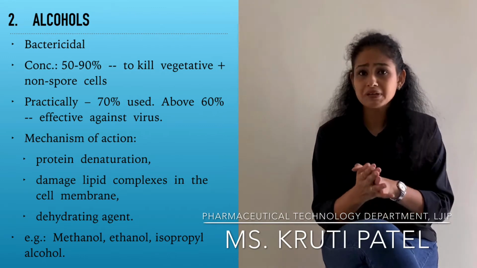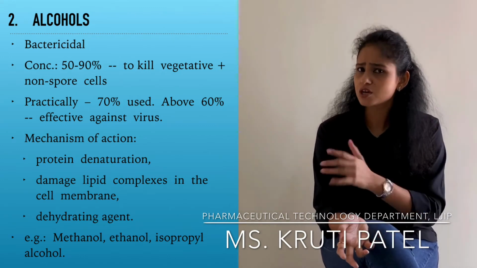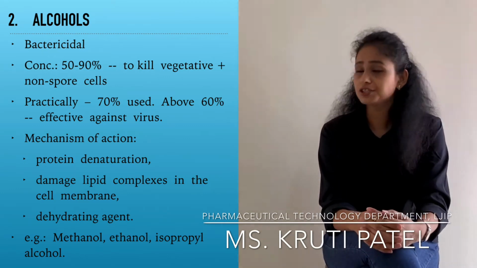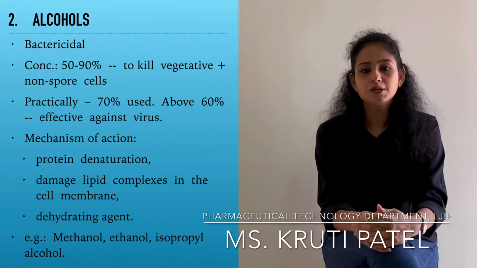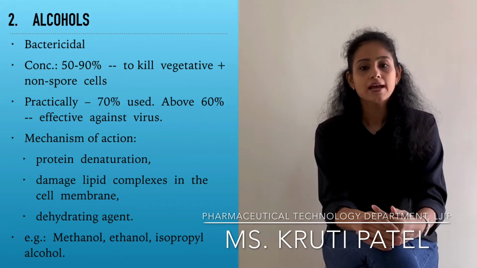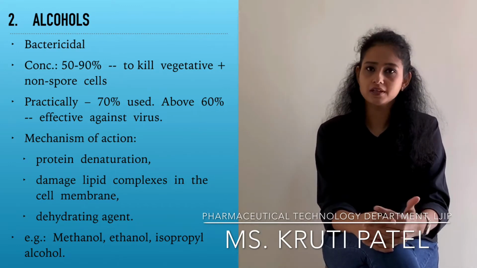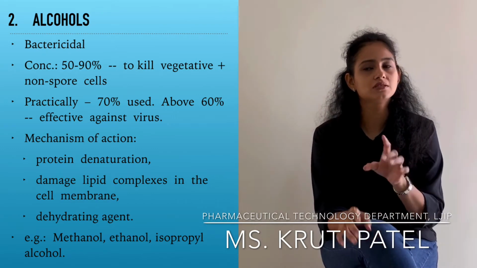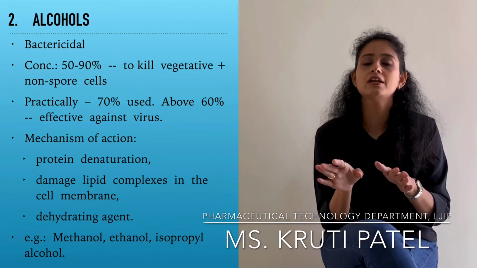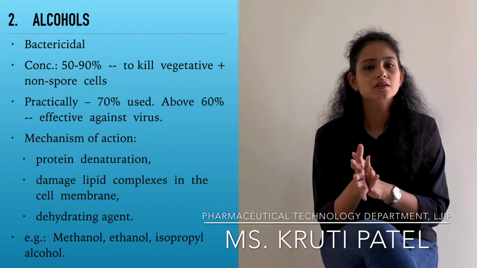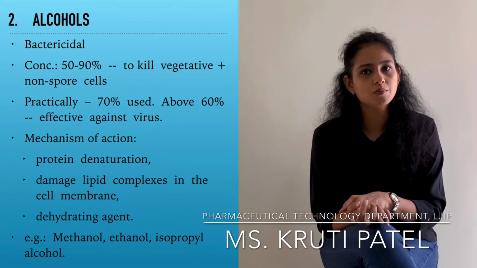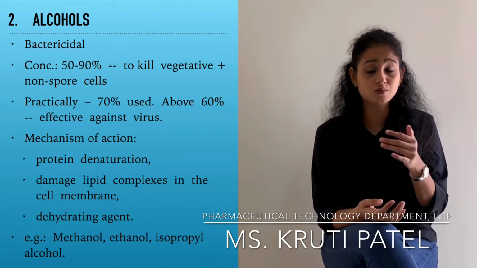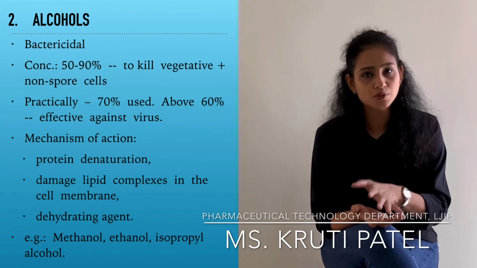Now if we look at the mechanism, or the dynamics of disinfection by alcohol, the first is protein denaturation, the second is damage of lipid complexes in the cell membrane, and the third is dehydrating agent. Dehydrating agent I have already explained. What is protein denaturation? It means the nature of the protein breaks completely. And damaged lipid complexes in the cell membrane means a specific cell component will be damaged. That's why the microorganism won't be able to survive.